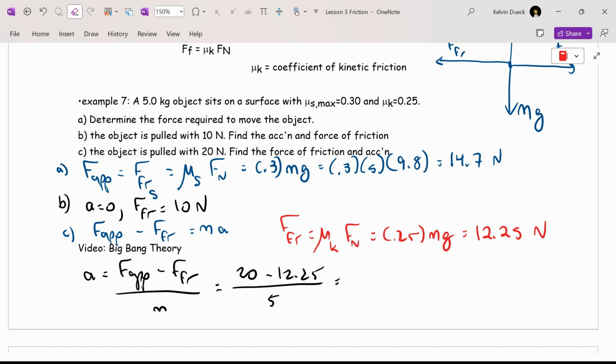I might do this in my head. 20 take away 12 is 8. It's going to be 7.75. Divide by 5. What's a good way to do that? Divide by 10 and then double it. So it's going to be 0.775 times 2. It's going to be 1.4, 1.5, 1.575. I don't know. What'd you get? 1.55. Meters per second squared.